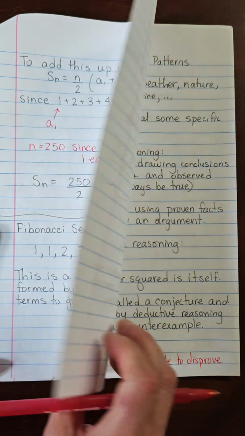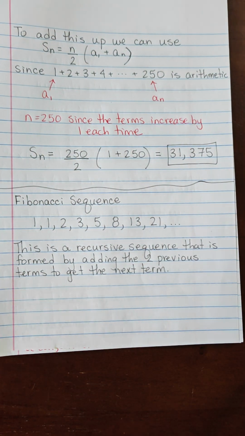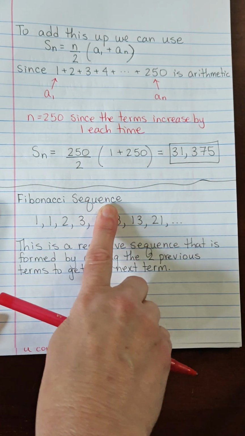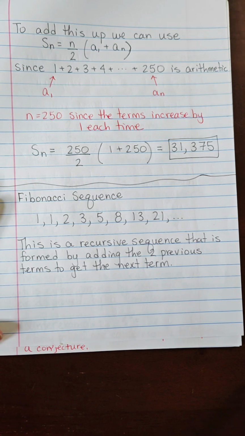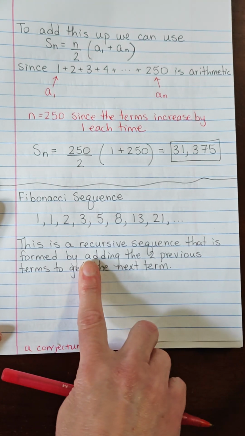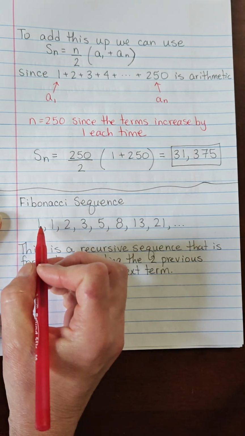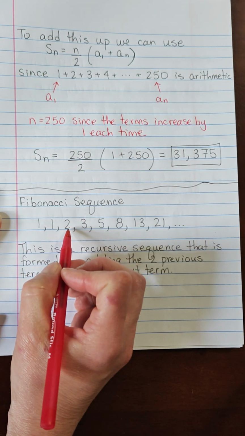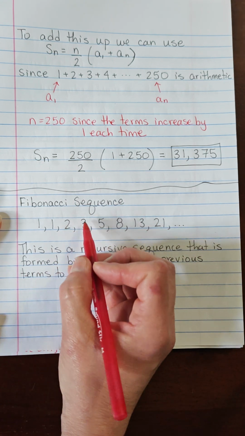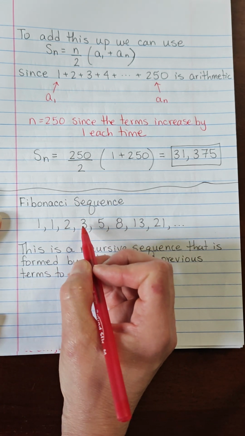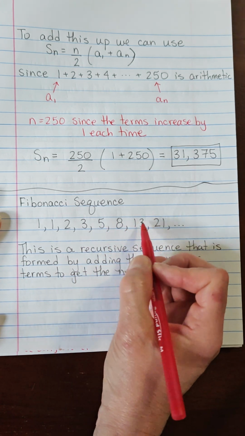All right, and then last up is something called a Fibonacci sequence. Now, a Fibonacci sequence is any kind of recursive sequence that's formed by adding the 2 previous terms to get the next term. So, for instance, 1 plus 1 is 2. 1 plus 2 is 3. 2 plus 3 is 5. 3 plus 5 is 8. 5 plus 8 is 13. 8 plus 13 is 21.